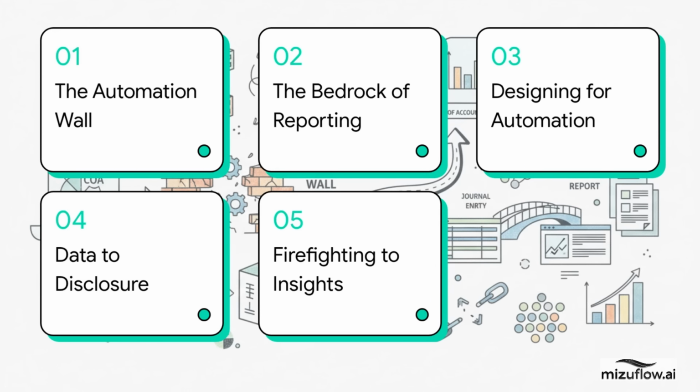So here's our game plan. First, we're going to talk about the automation wall and why so many great ideas just fizzle out. Then we'll get into the bedrock of reporting to really understand our foundation. After that, we'll get super practical with designing for automation. Then we'll see how to connect our data all the way to our final reports. And finally, we'll talk about the real prize, getting out of firefighting mode and into generating actual insights.